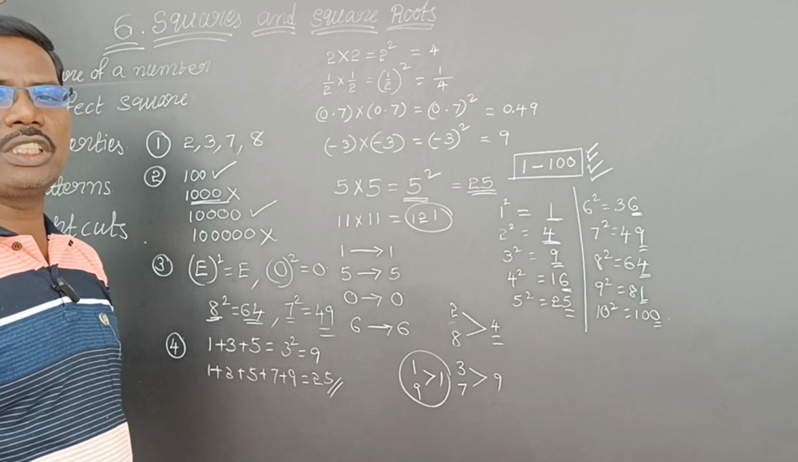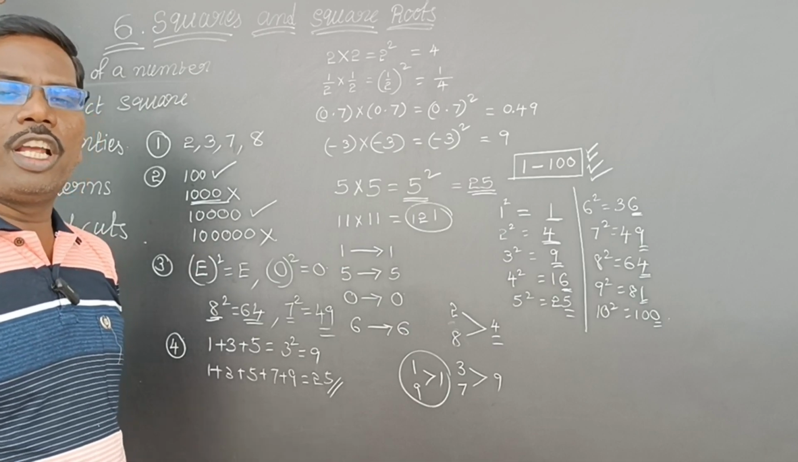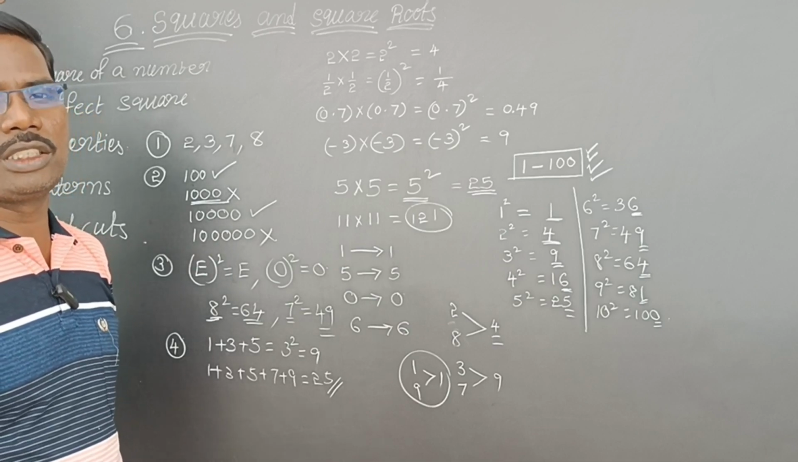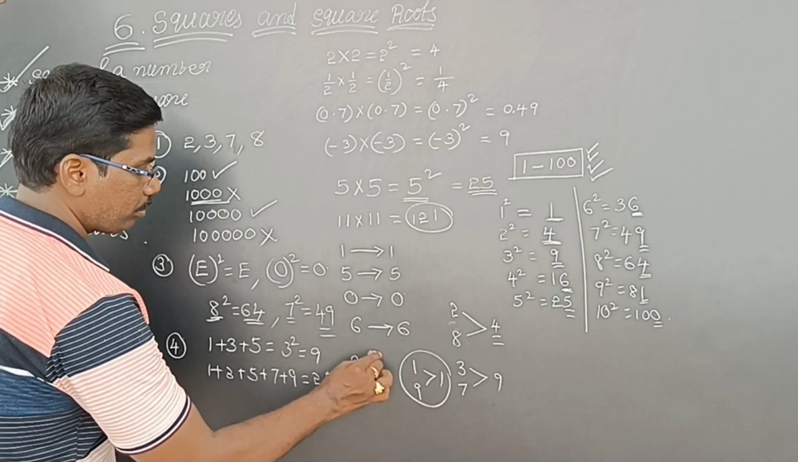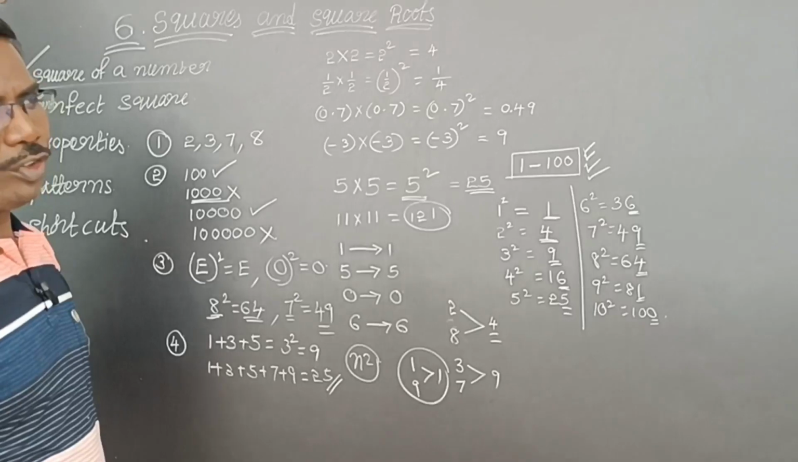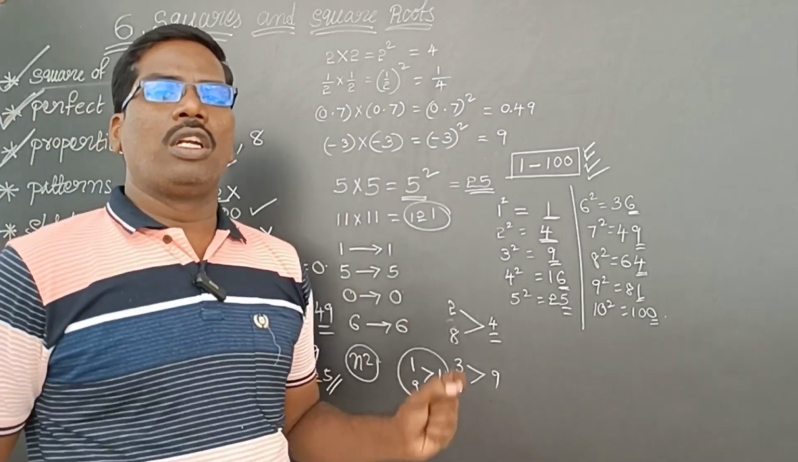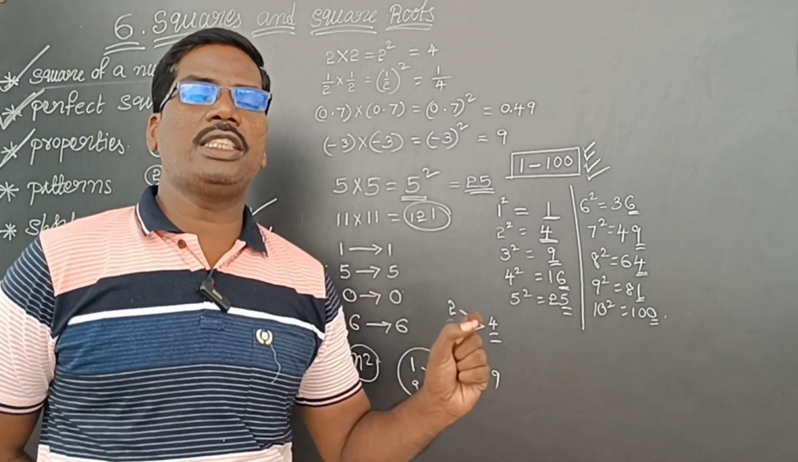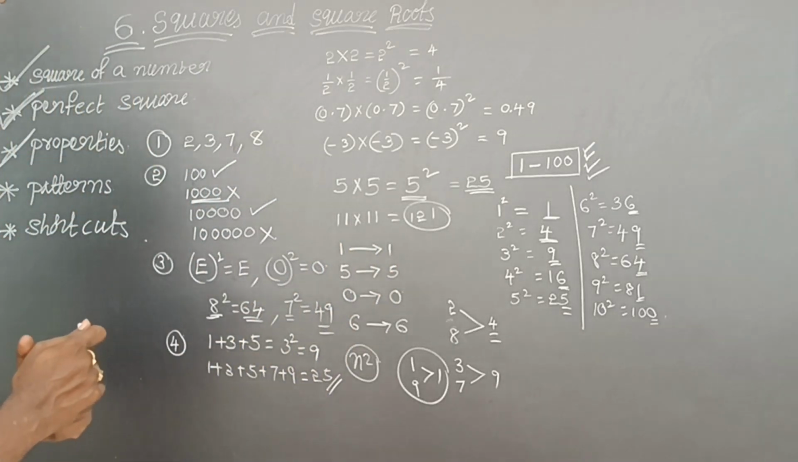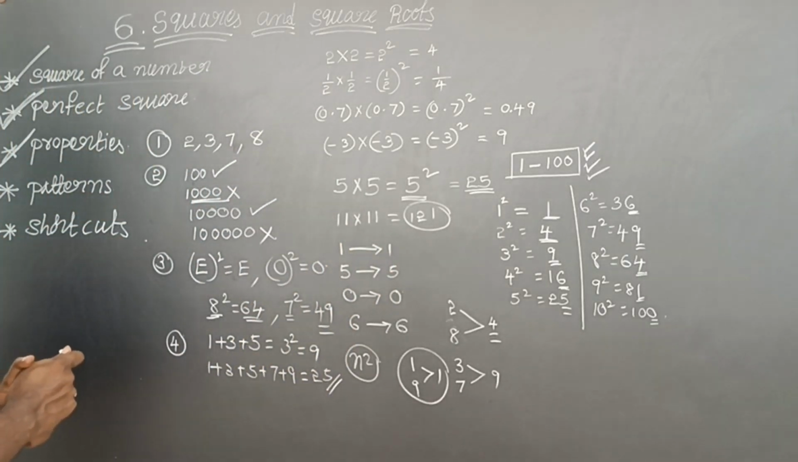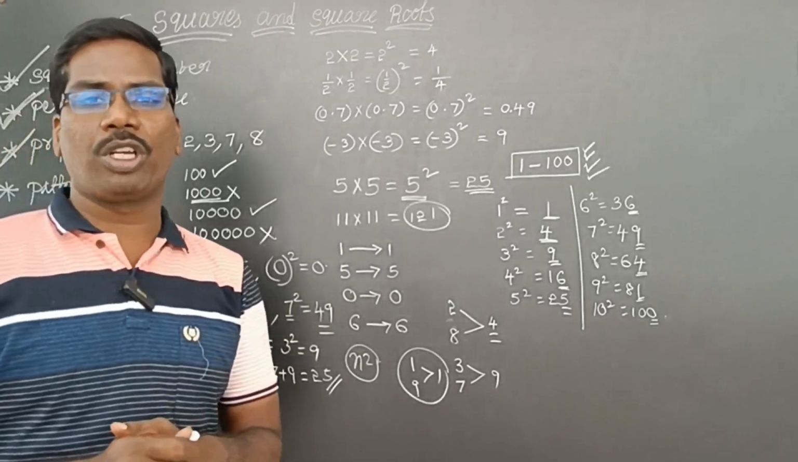The sum of the first n consecutive odd natural numbers is n square. What is the formula? n square. So this is a very important property. Next, we'll go for the remaining properties.